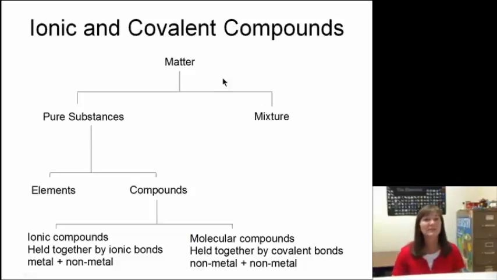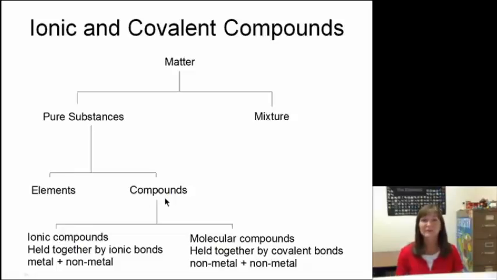So going back to the flow chart that we had talked about in the previous lectures, matter is divided up into 2 different categories, either mixtures or pure substances. Before we had talked about how mixtures are divided up further into either homogeneous mixtures or heterogeneous mixtures. But we're going to focus on compounds today, which are pure substances. So remember that pure substances are broken up into either an element or a compound.